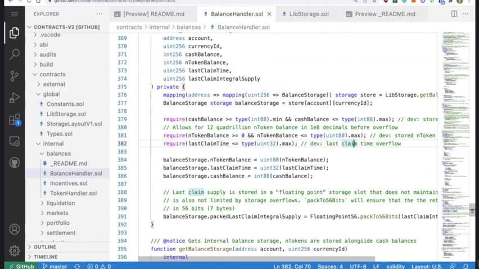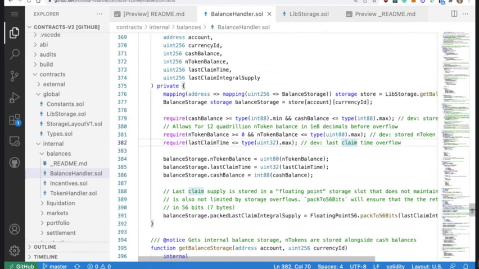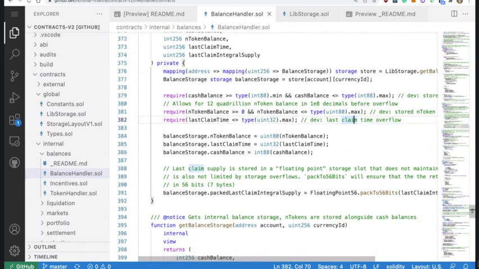Yeah, 379 is just checking for an overflow since we're going to be casting into int88, it looks like. Clear int token balance greater than or equal to 0 and less than max. So another overflow check on 381, 382, last time claim has to be less than that, and another one for uint32 there. Okay, cool.